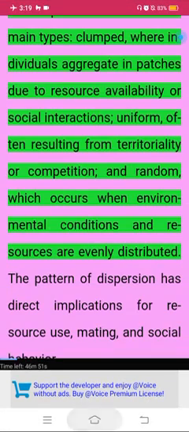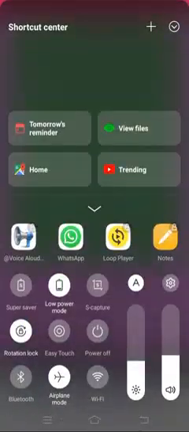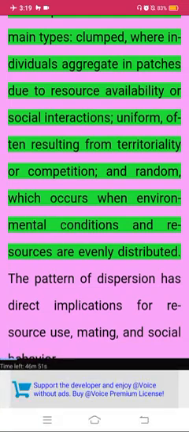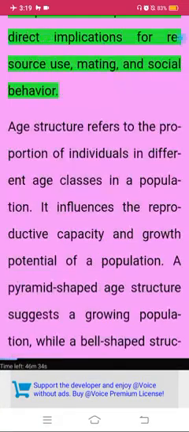These patterns are of 3 main types: clumped, where individuals aggregate in patches due to resource availability or social interactions; uniform, often resulting from territoriality or competition; and random, which occurs when environmental conditions and resources are evenly distributed. The pattern of dispersion has direct implications for resource use, mating, and social behavior.